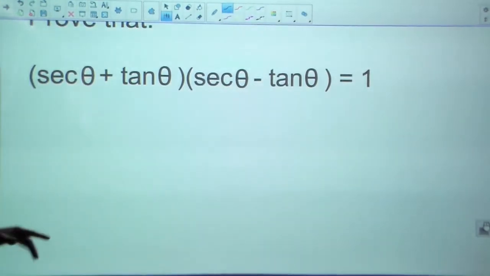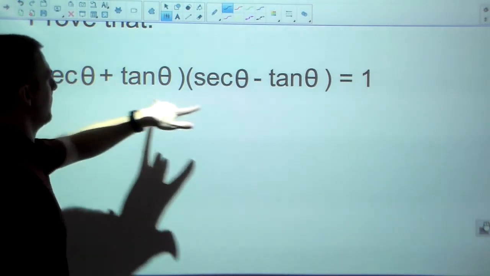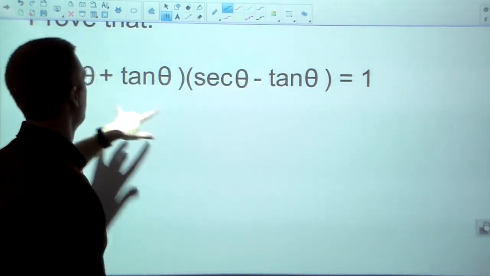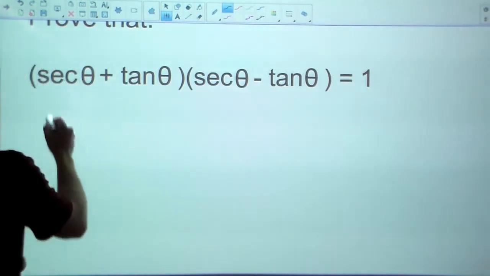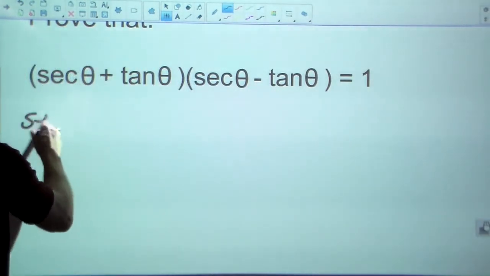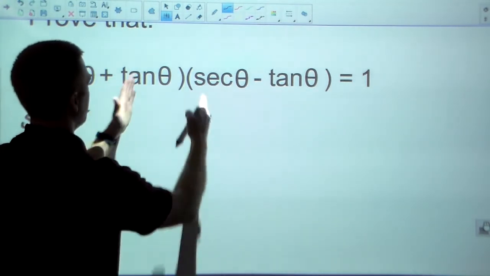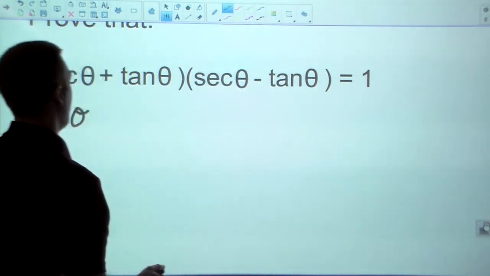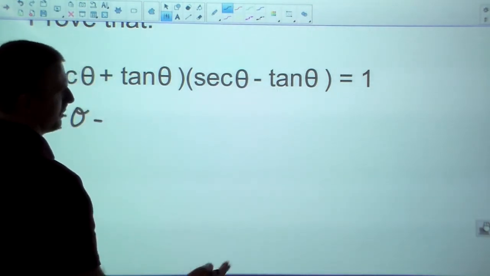The first thing that stands out to me here is that this is a difference of squares. But it is 2 binomials multiplied together, so you do need to FOIL those out. So first times first would be secant squared theta. If you recognize this difference of squares, you realize that the middle terms are going to cancel out. But if you don't see that, let's go ahead and just work it out so that you see it unfold.